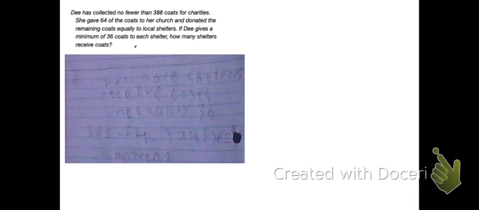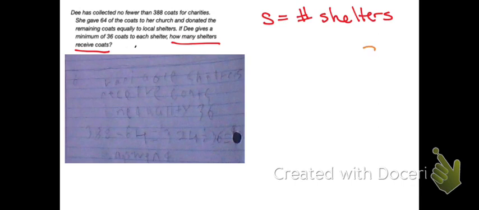So the variable is always the question. It's the unknown number. So let's have S equal the number of shelters. And I'm going to get you started here. So they collected no fewer than 388 coats. She donated 64 to her church and a minimum of 36 coats per shelter.